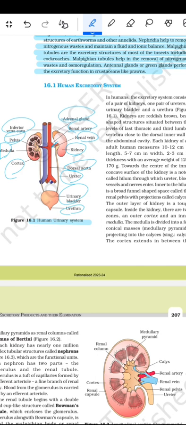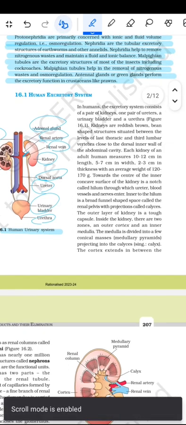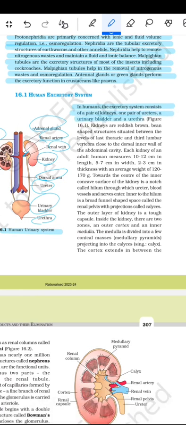तो ह्यूमन एक्सक्रीटरी सिस्टम तो कहता है कि in the humans the excretory system consists of a pair of the kidney, one pair of the ureters, a urinary bladder and a urethra. Kidney are the reddish brown bean-shaped structure situated between the levels of the last thoracic and the third lumbar vertebra, close to the dorsal inner wall of the abdominal cavity.